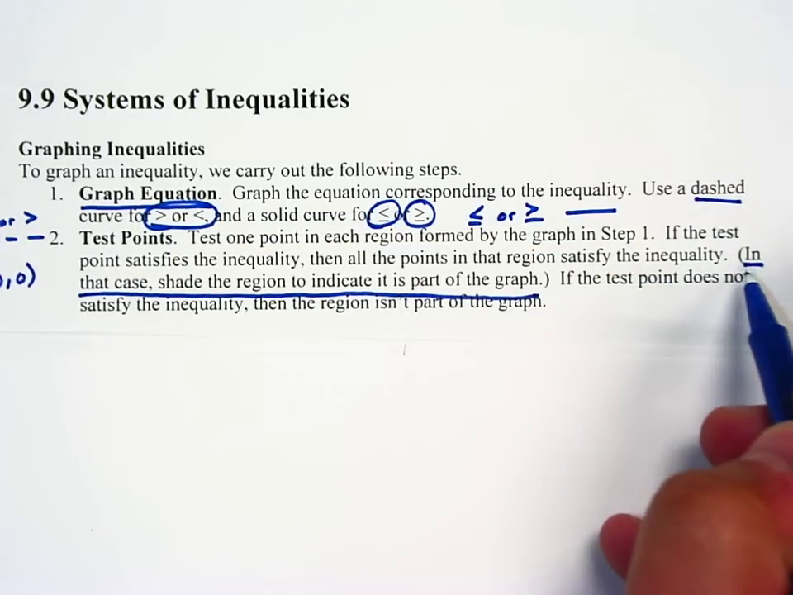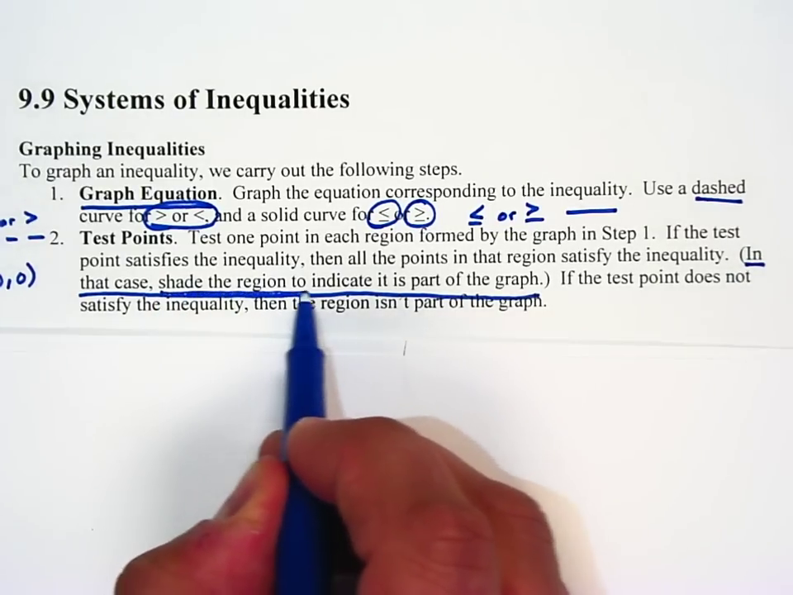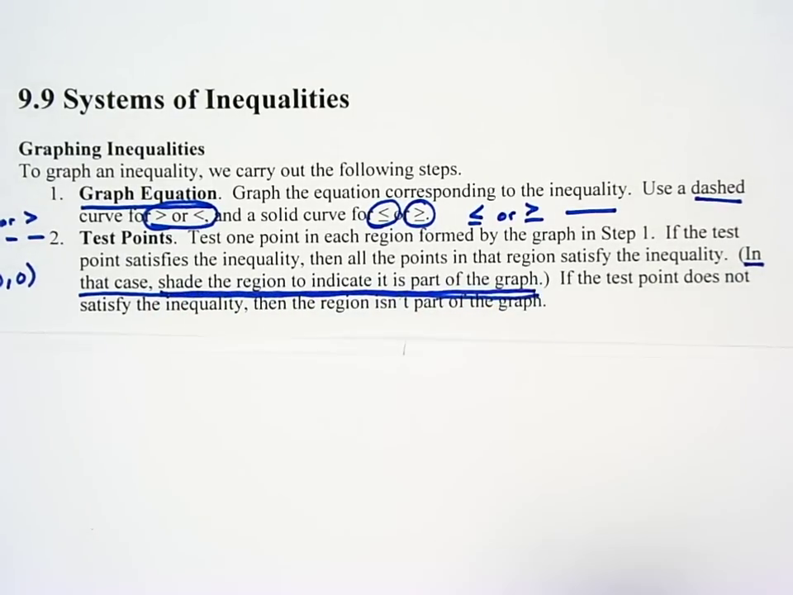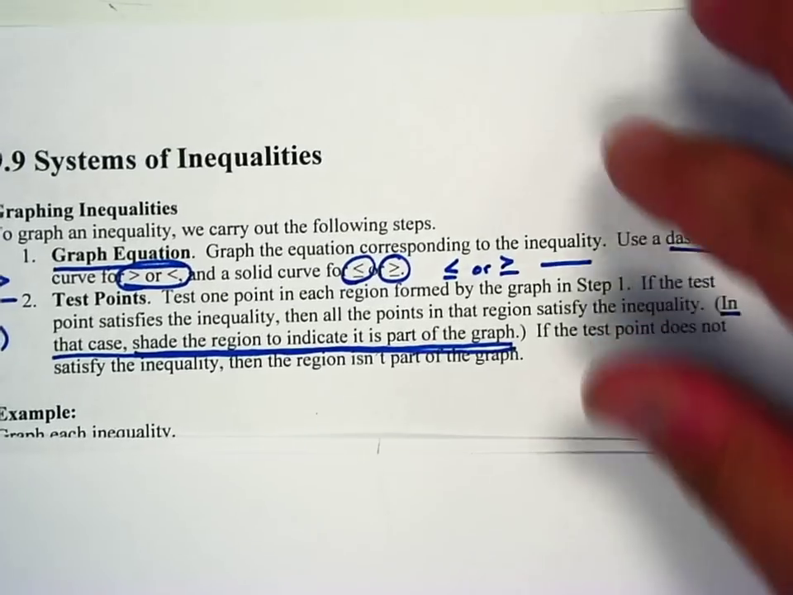If that test point makes the inequality true, we shade the region because that's part of the solution. Okay? If the test point does not satisfy the inequality, then that's not part of the graph and we won't shade that region. Okay? So we're going to get right into it, try a couple examples, and go from there.